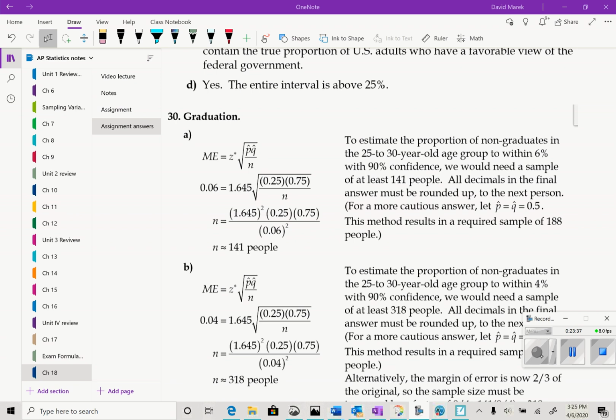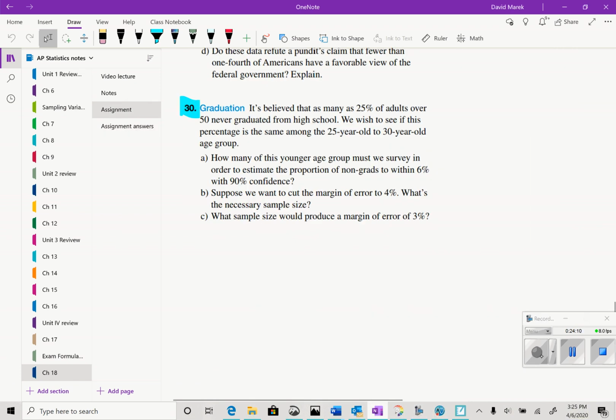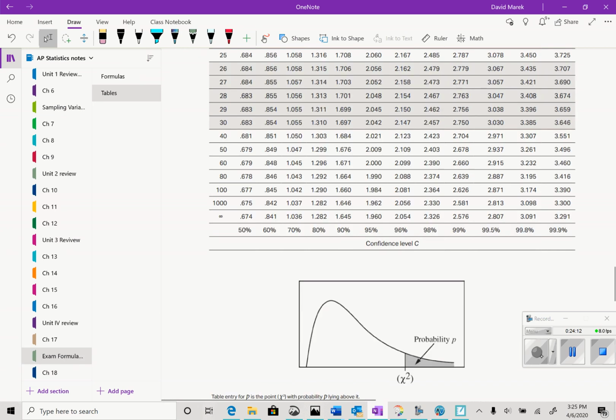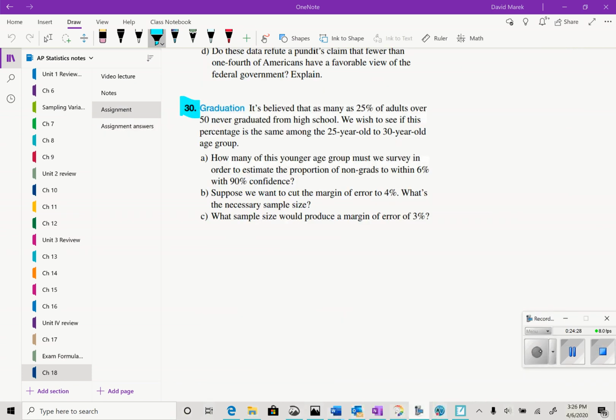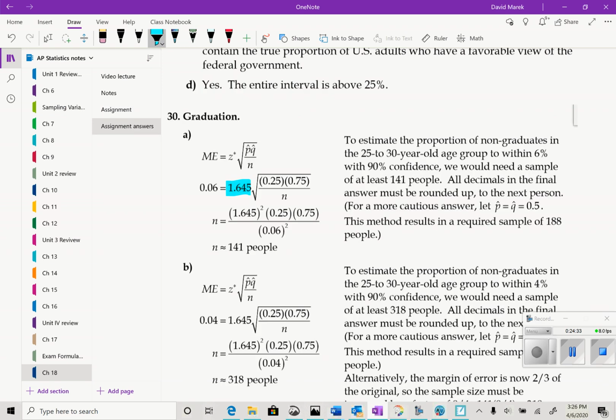Okay, so they start by refreshing your memory of that lovely little formula. So again, if the question asked for a 90% confidence interval, we need a z star of 1.645. You see that right here. They're saying 25% of adults over age 50 never graduated from high school. So that 25%, that becomes our p hat. Q hat then 75 over, now here's your one and only variable.